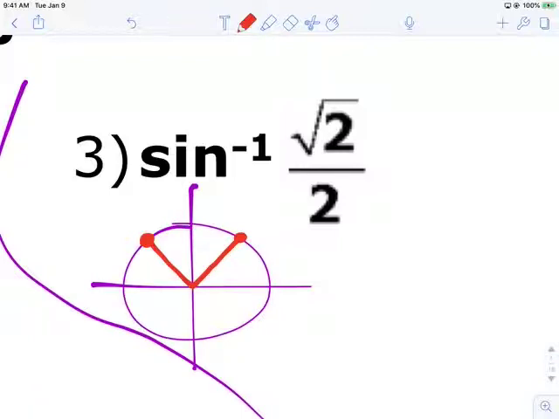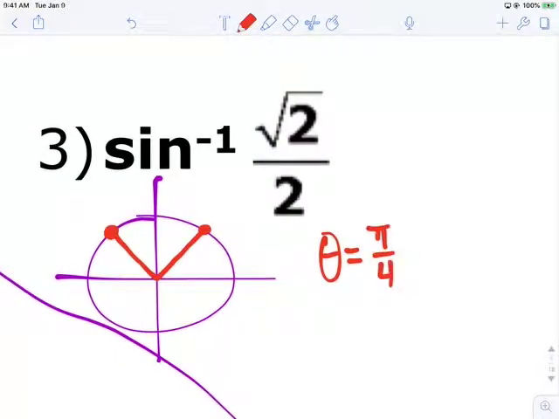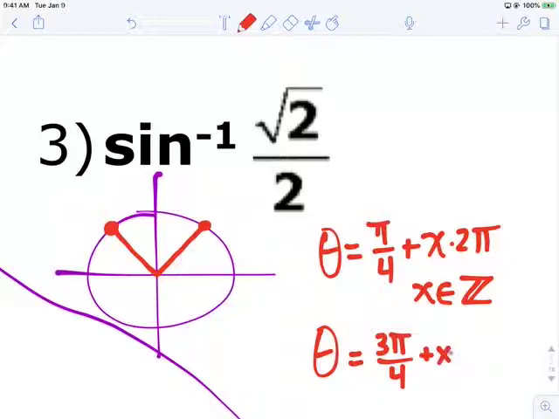Can you write it in one line? No, you have to write it in two. So my answer's theta equals pi over 4 plus, give me a dummy, I don't care, x times 2 pi, and you're going to say that x is an integer. The other one we didn't talk about yet is right there, and that one was 3 pi over 4. And just use the same dummy, x times 2 pi.